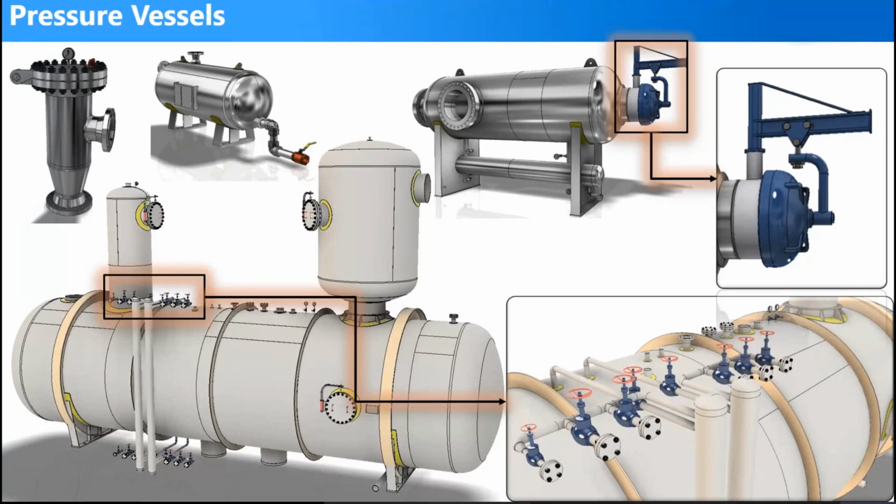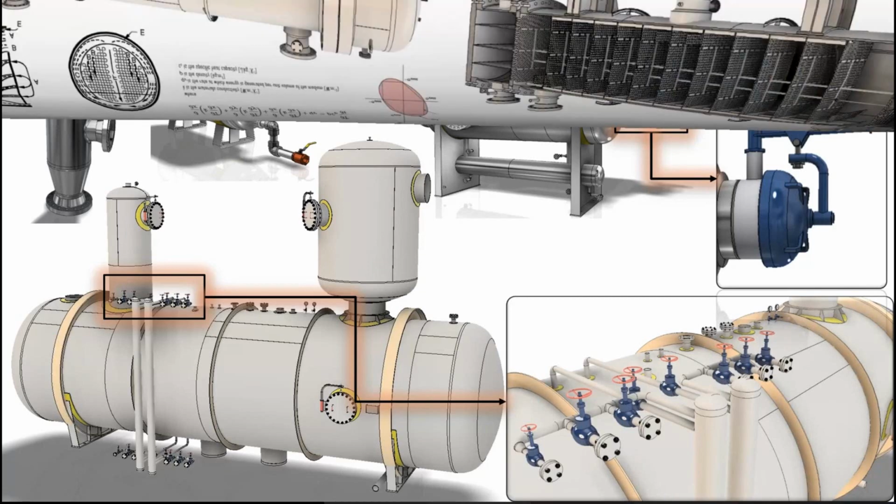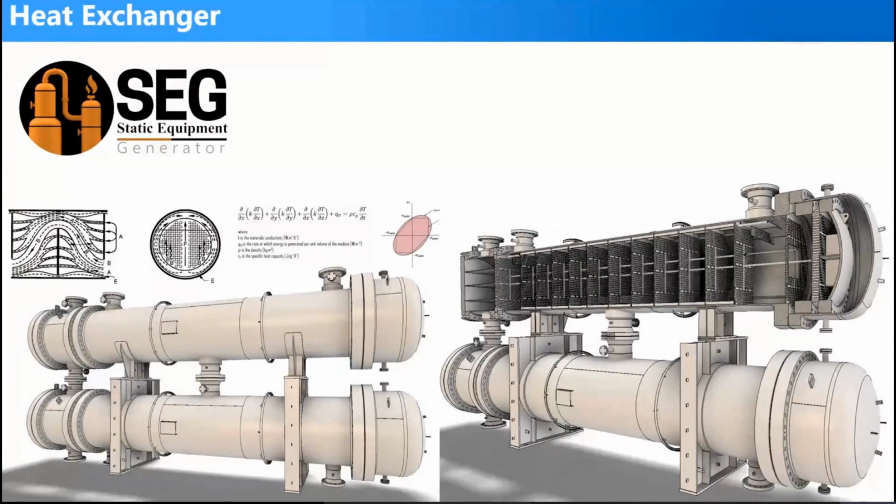You can make piping on the equipment easily, and some connections or elements like the end closure. You can generate the TEMA exchanger types by using SEG software with many different types, and we will discuss it, inshallah, in another slide.